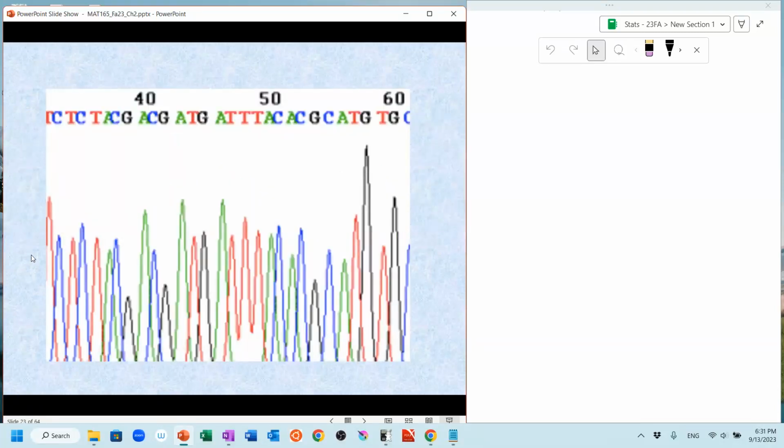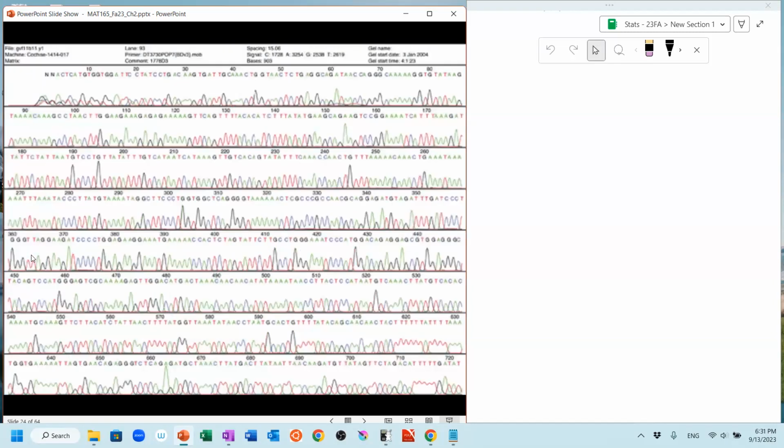So that's just a zoomed in version if you're on a smaller device. And here's what a whole page outlook might look like.